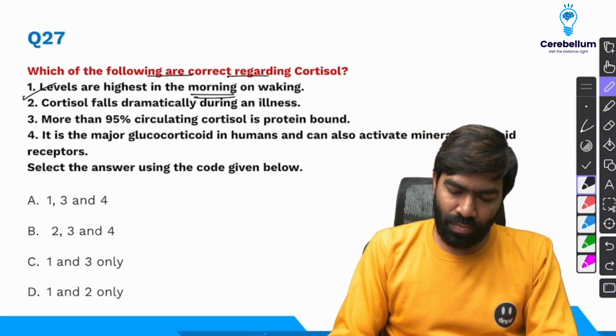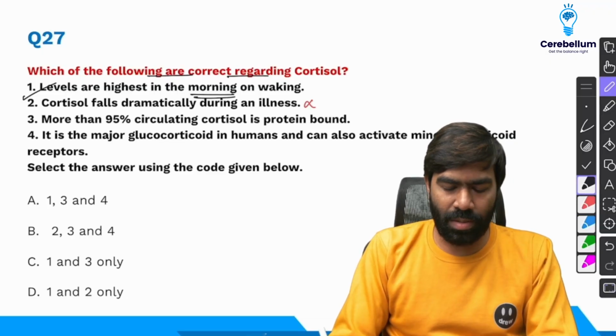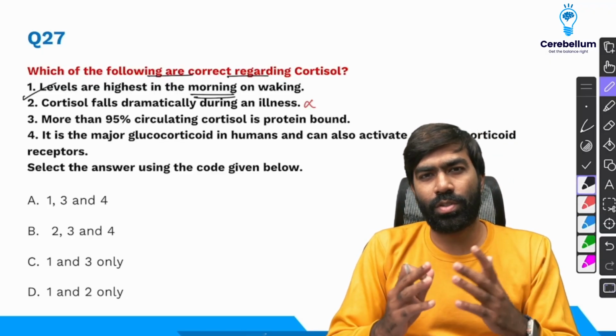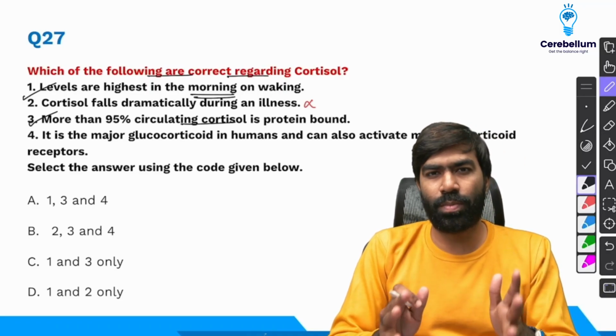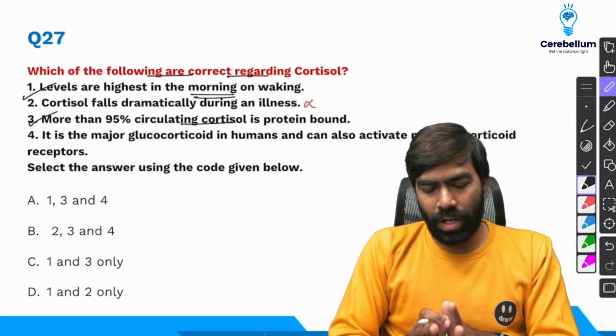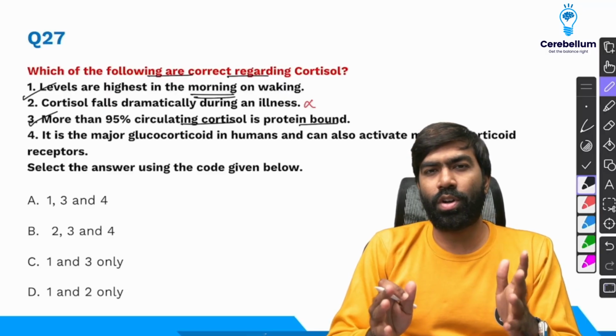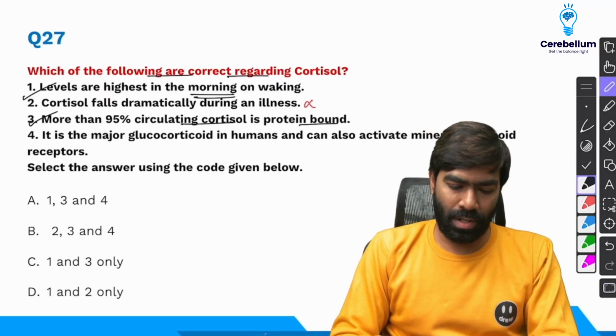Cortisol levels fall dramatically during illness is a wrong statement, because cortisol is a stress hormone and it's going to increase during illness and stress. More than 95% of circulating cortisol is protein bound. An absolutely true statement. In fact, most of the cortisol is bound to a protein called cortisol binding globulin.